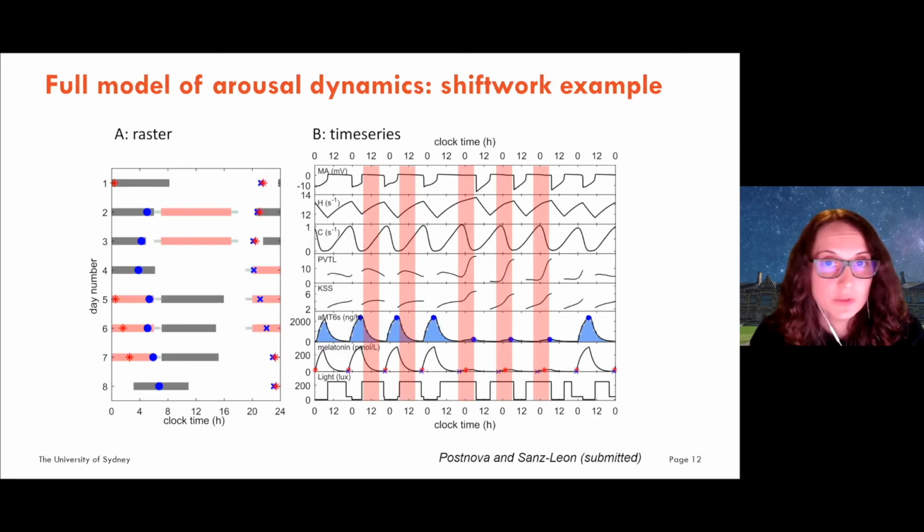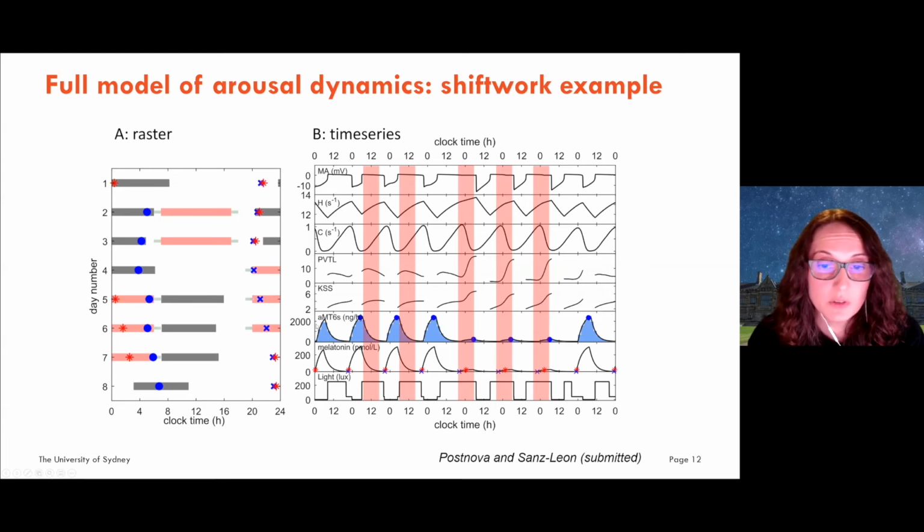Okay, so just to finish off, I wanted to show you just a few slides on how we can integrate this circadian model with models for sleep-wake cycles and alertness prediction. So here's an example of shiftwork simulation in a full model of arousal dynamics, which incorporates the circadian oscillator, sleep, and alertness. On the left, you can see the raster with shifts shown in red and then sleep predictions in gray. And on the right, these are the time series of model variables.